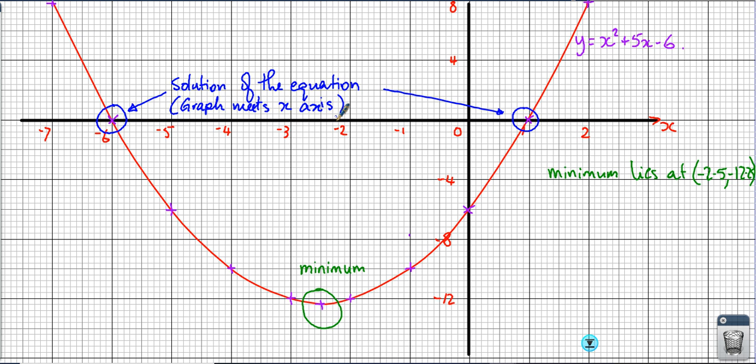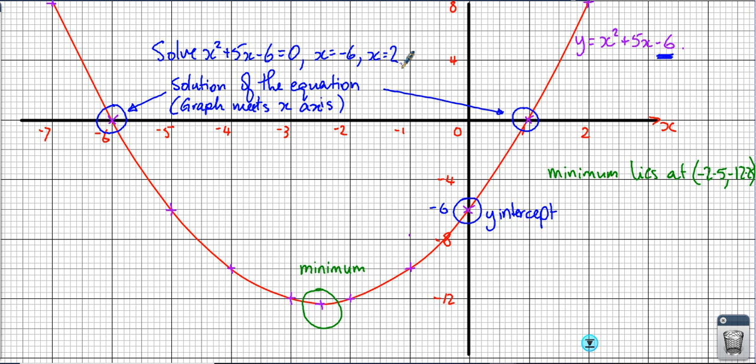Another important point is the y-intercept. So that is the y-intercept. And note that in the equation, the y-intercept is minus 6. We could note that from our equation. So what we have learned up till now, we have the minimum, we have the solution of the equation. So if I tell you solve x squared plus 5x minus 6 equals 0, you look at these 2 points and you tell me x is minus 6 and x is 2.